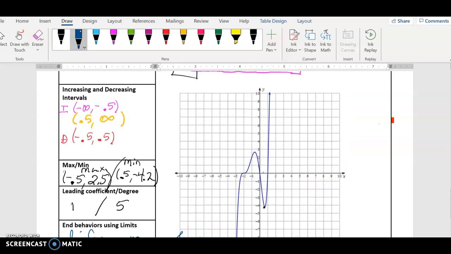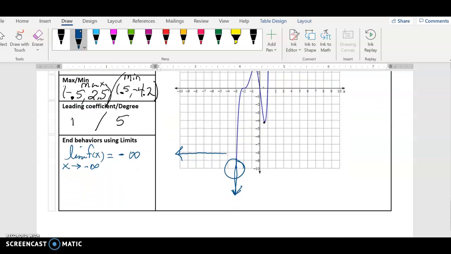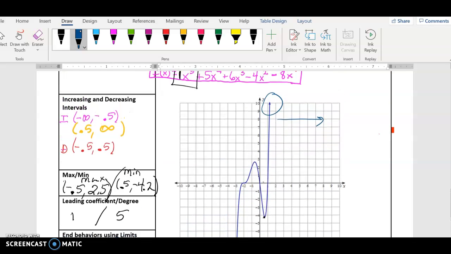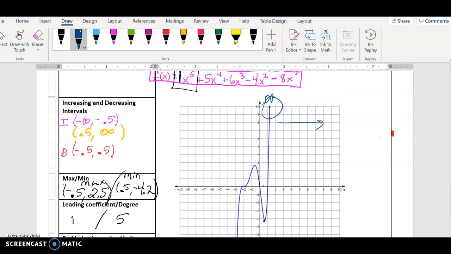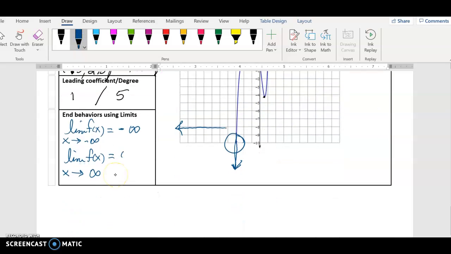And then we have the other end behavior up here. So as the graph is moving upward, it's also moving outward to the right. So my x values are approaching positive infinity. So the limit of f of x as x approaches positive infinity equals, so remember the limit is the y value, and the y values are also approaching infinity. So the limit is infinity.